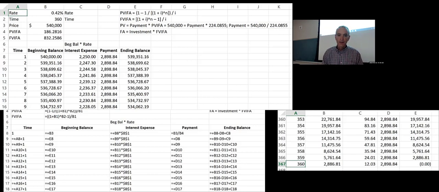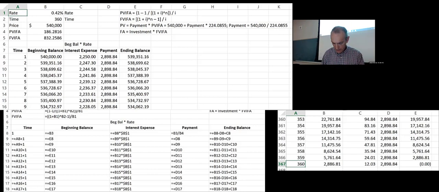The columns are always the same. You're going to see this in all of our examples. You start off with time. Then we have a beginning balance. And then we have interest. In a present value problem, it's an interest expense because we're paying off the loan. We owe the bank interest. On a future value problem, it's our interest earnings. It's our money that we earn. But here it's interest expense.